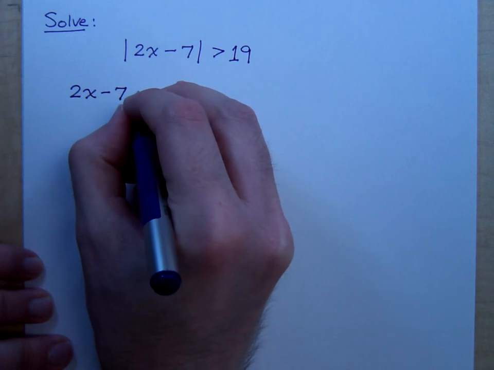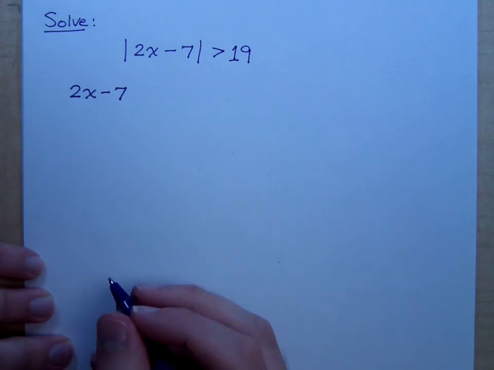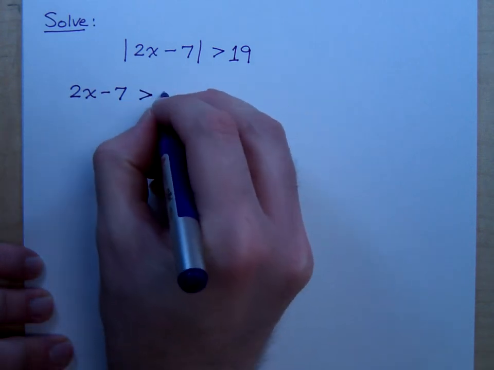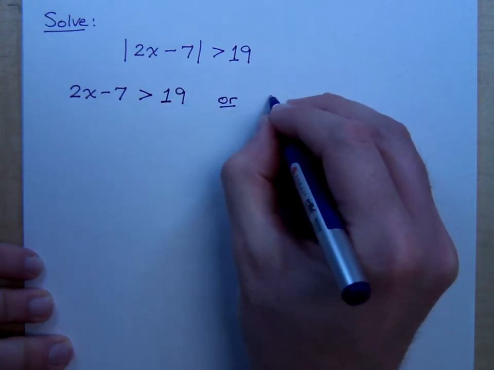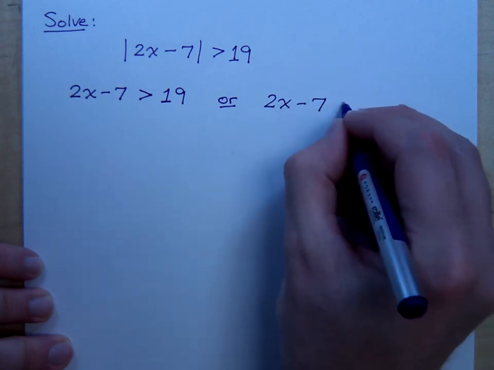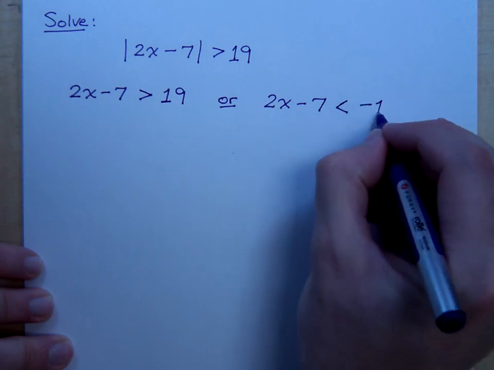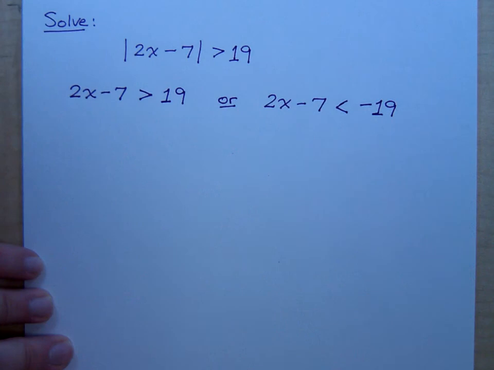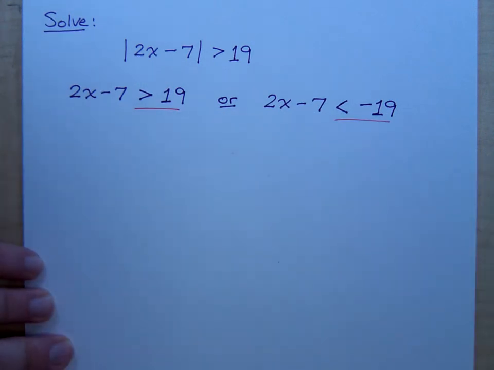Two x minus 7 is what? What's the first and easiest one? The easiest one is just saying it's greater than 19, right? Or what? No, it is going to be less than negative 19. Notice what I did here. Notice the difference between those. I changed the direction of the inequality and I changed the sign.